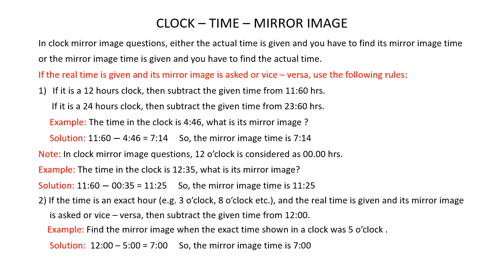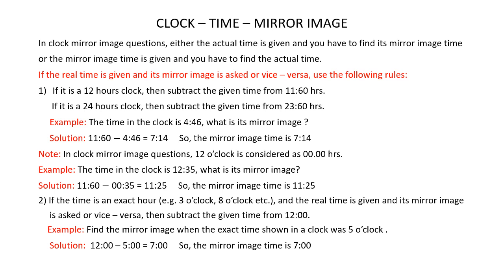Look at this example. The time in the clock is 4:46. What is its mirror image? So here the time given is 4:46. You have to subtract this time from 11:60 to get the mirror image. So 11:60 minus 4:46. 11 minus 4 is 7. 60 minus 46 is 14. So the mirror image time is 7:14.